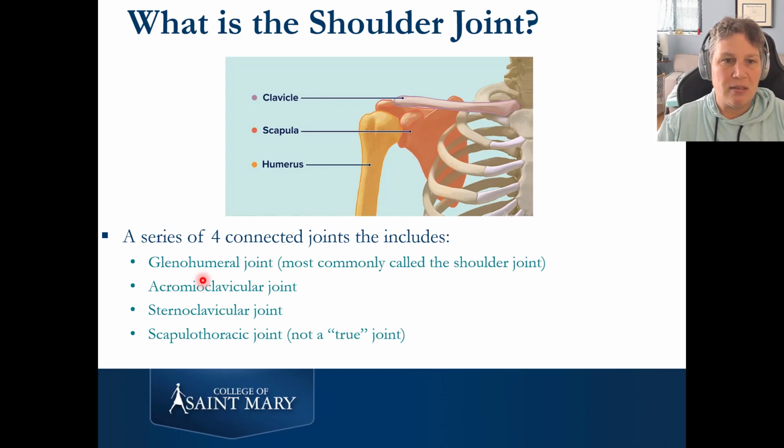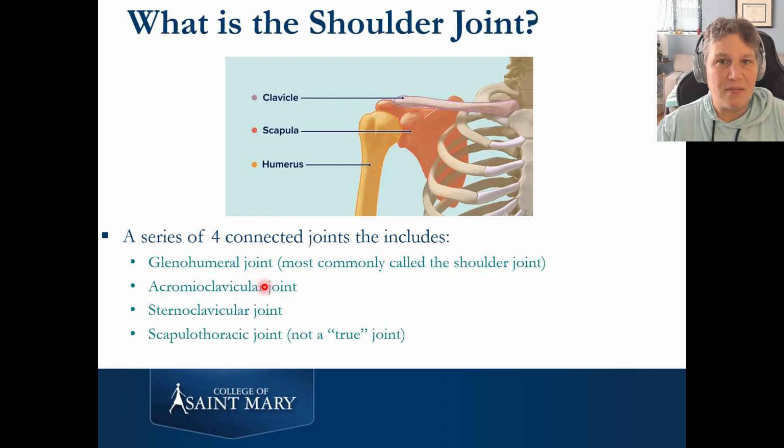So the glenohumeral joint is the most common joint that you think about when you think about the shoulder. So here's the humerus, here's the head of the humerus, and this articulates or forms a joint with this part of the scapula called the glenoid. So right here is the glenohumeral joint.